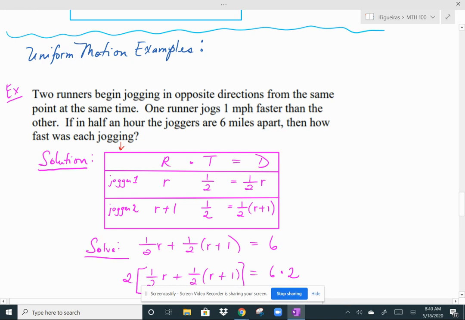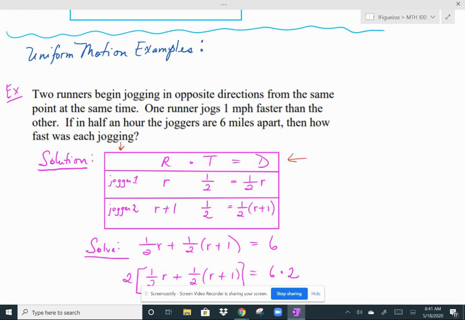The formula that we're using is rate times time equals distance, which is what you see here. Rate will be a speed. Time is obviously going to be minutes or hours. And then the product of the two, rate times time, will give you the distance traveled by the object, in this case, the jogger.